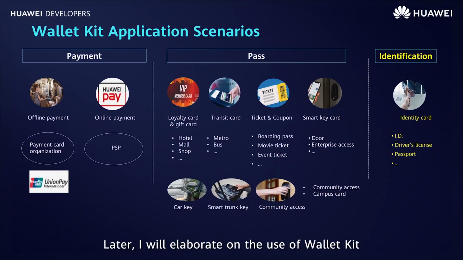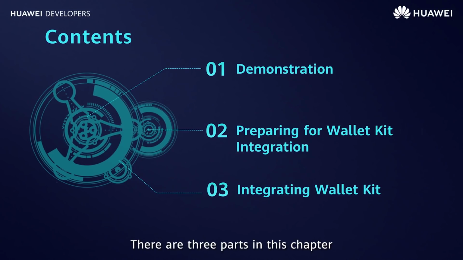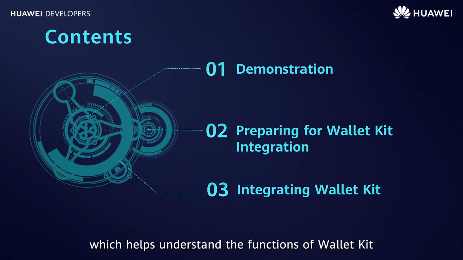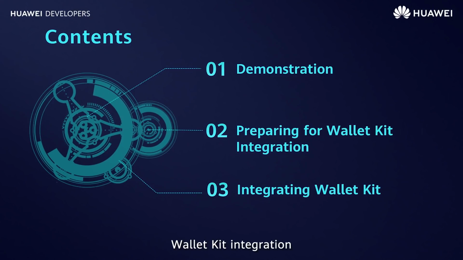Later, I will elaborate on the use of Wallet Kit. In Chapter 2, we will illustrate how to operate Wallet Kit. There are 3 parts in this chapter. Part 1, Wallet Kit demonstration, which helps understand the functions of Wallet Kit. Part 2, development environment preparation. You should prepare all libraries and repositories, including dependencies. Part 3, Wallet Kit integration. In this part, we will also illustrate the core code process.